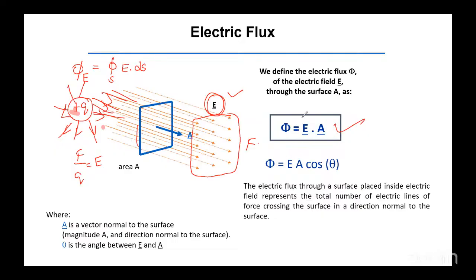So this is denoted like this: the integral of E dot dS. But what is E dot dS? You know that two vectors are there. The dot product involves cos theta, where theta is the angle between these two, E and A. Okay. So this is the case.